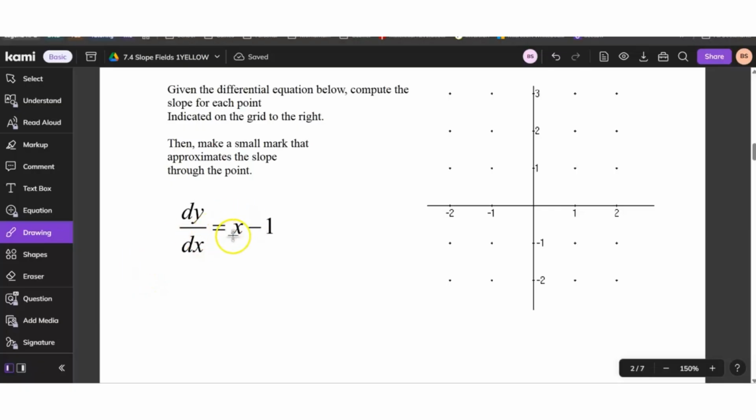Is y going to be important in this particular differential equation? No, because there's no y. So I'm just going to be looking at x. When x is -2, then y prime is going to be equal to -2 minus 1, or -3, sorry. So when I go to -2, I need to draw a slope that is roughly -3. So it should be roughly down to there is what I'm going to be pointing at. One slope, done.